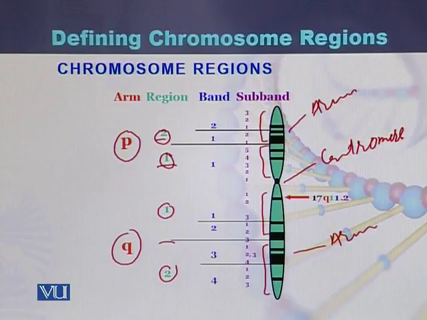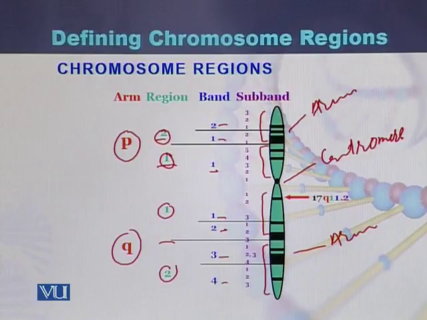Now each region consists of bands, or within the regions there are bands. Within region 1, there is only one band. Within region 2, there are two bands, band 1 and band 2. So region 1 consists of a single band, while region 2 consists of two bands. Same is here in case of the Q arm. Region 1 consists of two bands, band 1 and band 2, while region 2 consists of band 3 and band 4.